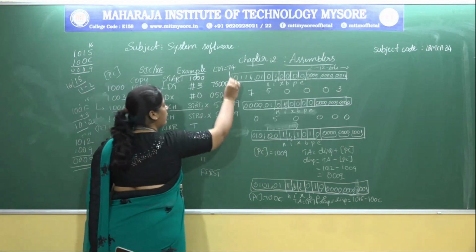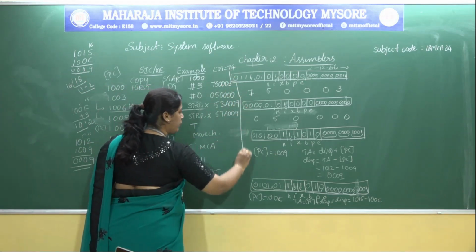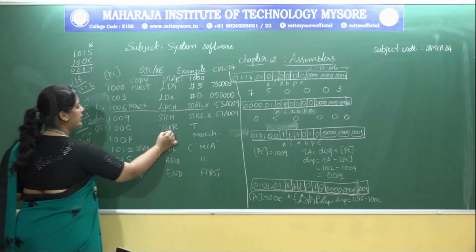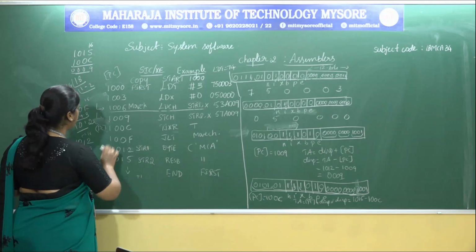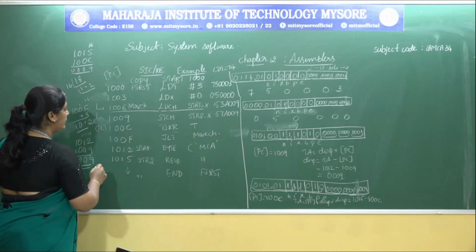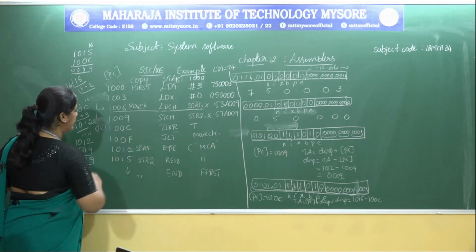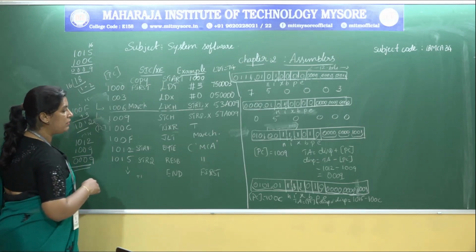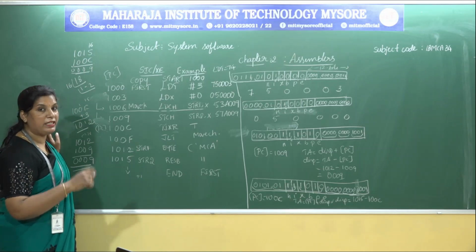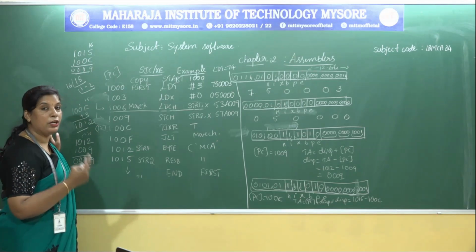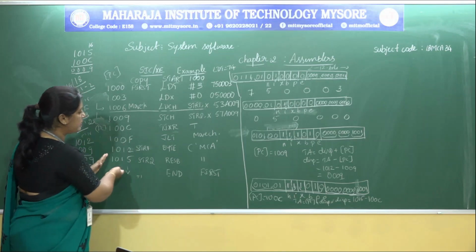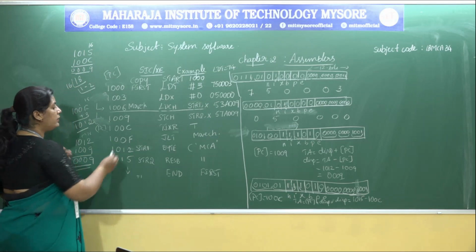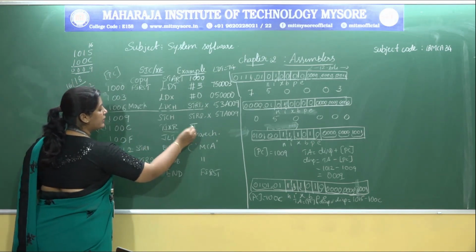Next, for the next instruction we need to find the object code. What is the next instruction? TIXR T. For the TIXR T instruction, we can represent it using either 3 bytes or 2 bytes. If it is an index operation we can represent it in 2 bytes only, but I have taken 3 bytes here, so I can represent it as 3 bytes also. So here it is TIXR with respect to T.